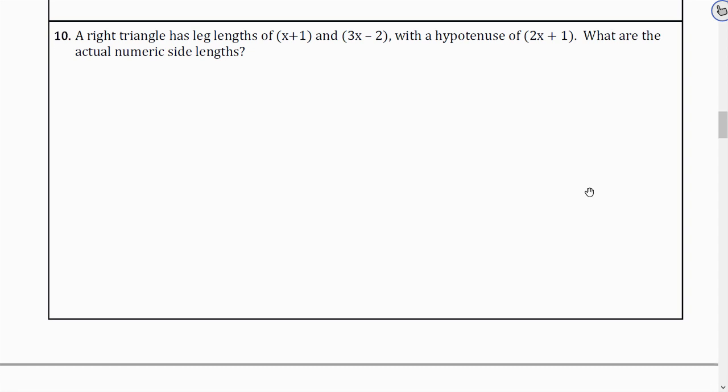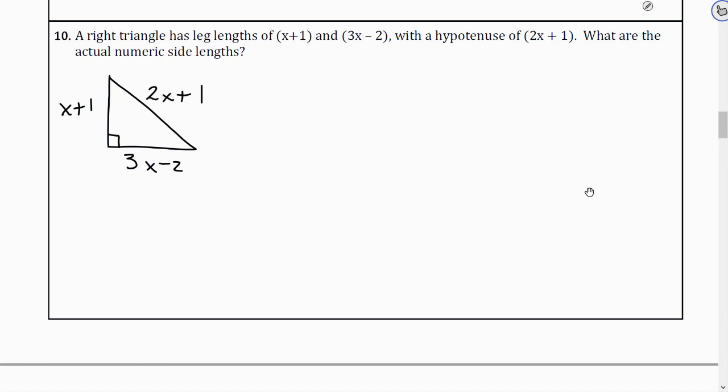Okay, a right triangle has leg lengths of x plus 1, 3x minus 2, with hypotenuse of 2x plus 1. Well, here I have my right triangle, and I have legs, that's the two sides, x plus 1 and 3x minus 2, and the hypotenuse is 2x plus 1.